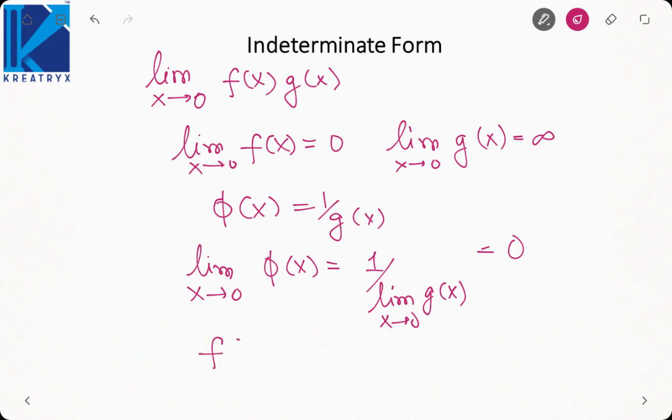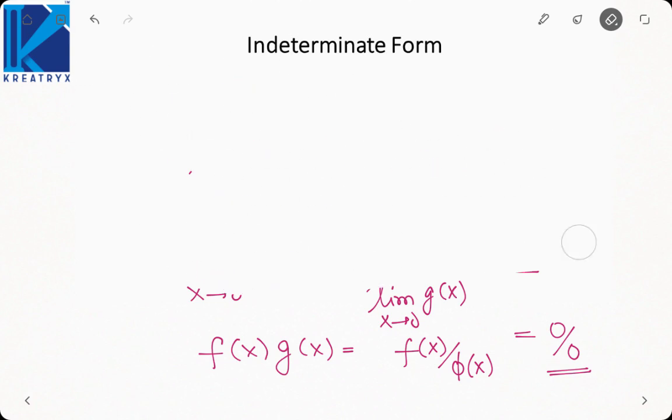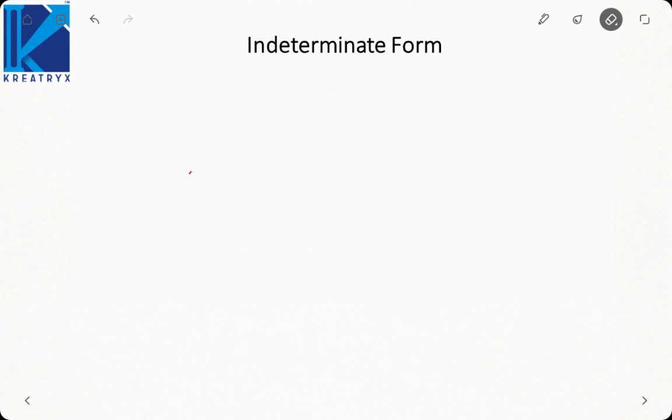So I can write f(x) into g(x) as basically equal to f(x) upon phi(x). Now as I know limit x tending to 0 of f(x) is 0, and limit x tending to 0 of phi(x) is 0, so it is a 0 by 0 form on which I can apply L'Hopital rule in order to calculate this limit. Is it fine? So that is how you can convert this function also into the indeterminate form that we saw earlier. The next indeterminate form is 0 raised to the power infinity or infinity raised to the power 0. So in the power expression, let me say the limit is something like this.